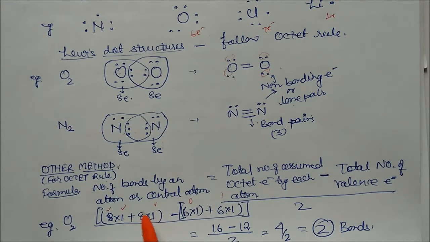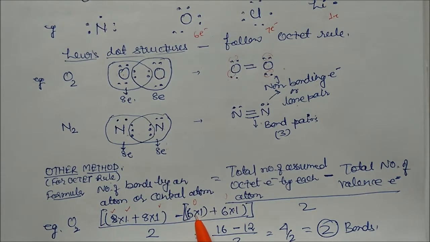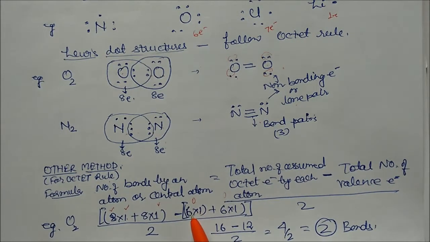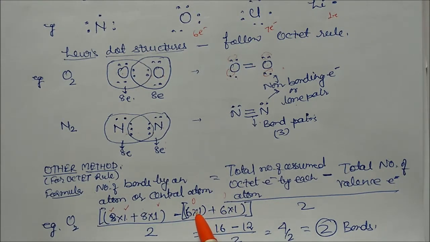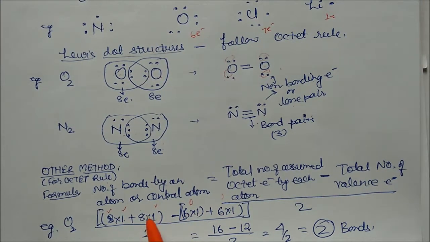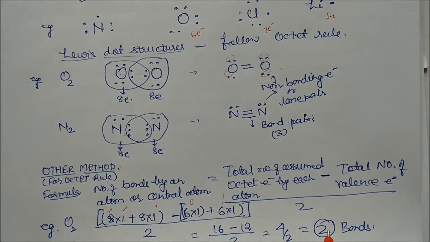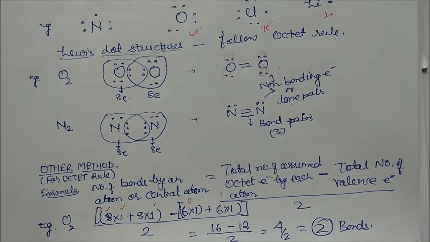So this is your total number of octet electrons, minus 1 electron each, 1 atom 6 electrons, 1 atom 6 electrons. Now add it, this for 1 oxygen, this for 1 oxygen. Okay, then you have subtracted by 2. So this is your 16, 6 into 1, 6 into 1, this is 12, 16 minus 12, 4, divided by 2, 2 bonds. So between 2 atoms, 2 bonds can be formed.